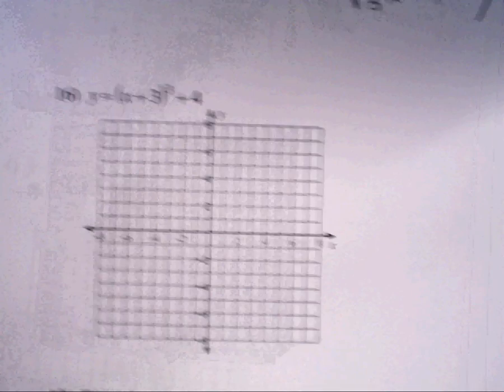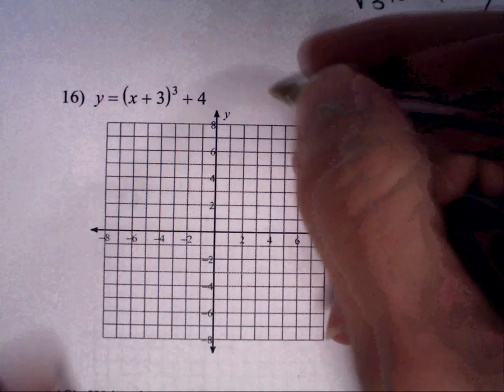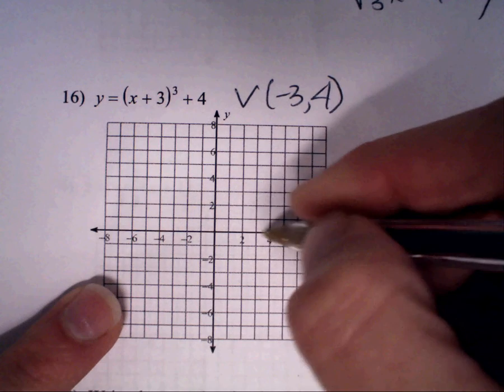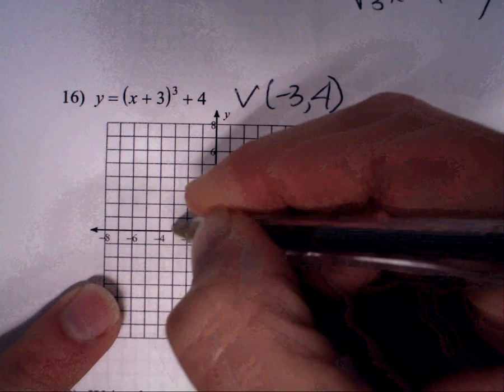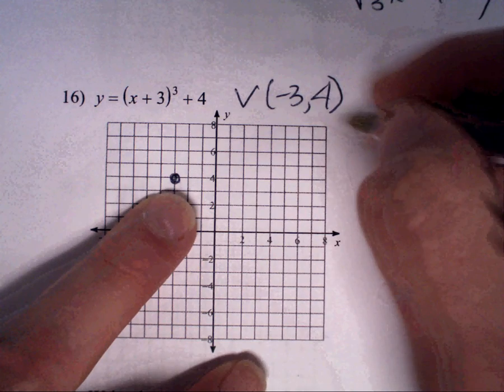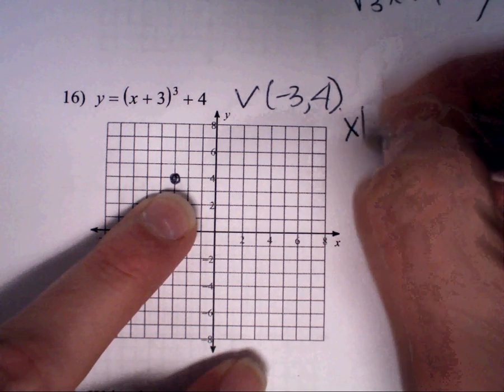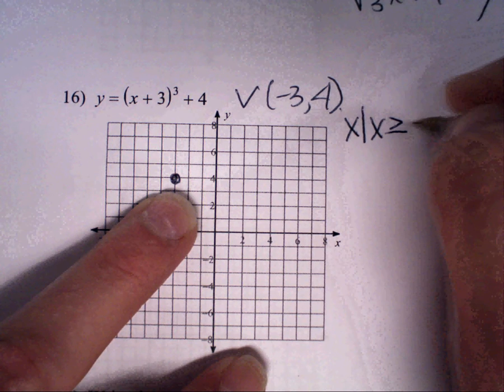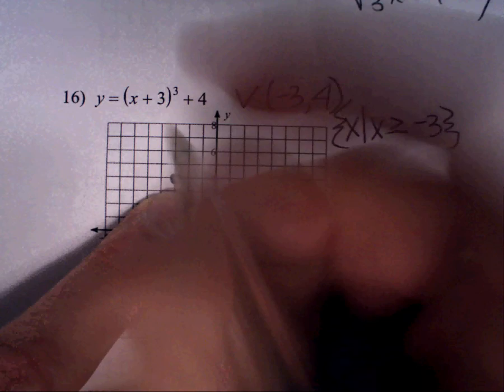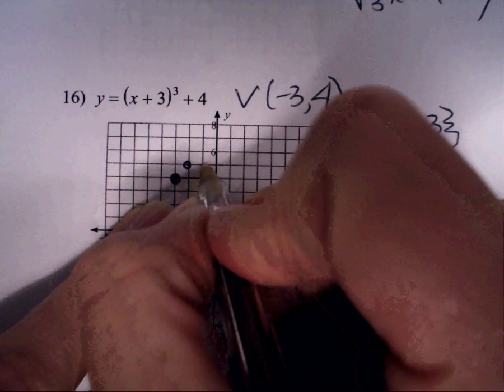So if we look here, we have a vertex of (-3, 4). What I'm going to do from here is cut it off at that x value. It needs to be greater than or equal to -3, so I'm only going to graph the right side of my parabola. Oops, sorry about that. So I'm going to go right 1, up 1, right 1, up 3. There is my parabola.